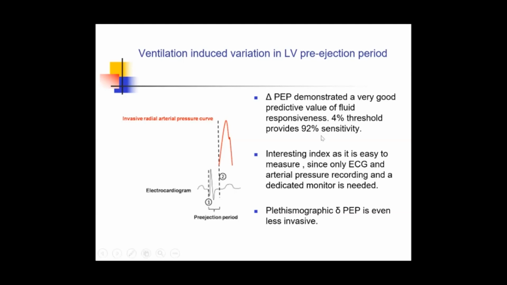Right? So that variation, which is important to us under the influence of mechanical ventilation, predicts the fluid responsiveness. It is an interesting index as it is easy to measure. Only ECG and arterial pressure recording and a dedicated monitor is needed. Plethysmographic delta PEP is even less invasive, and here at least you need an arterial line. There you don't need that. You can use a plethysmographic curve.